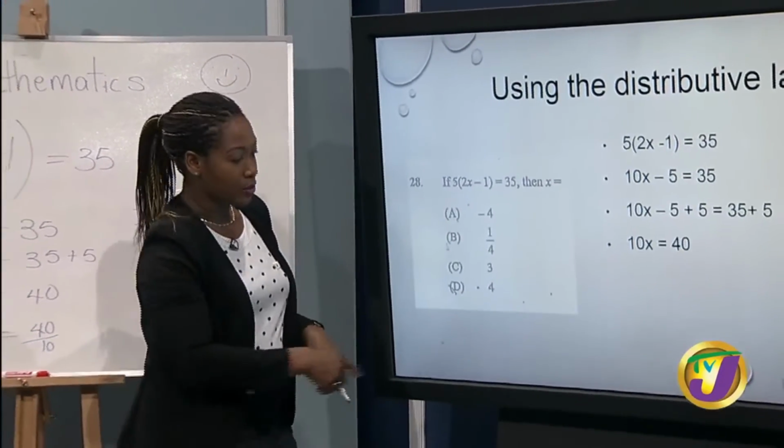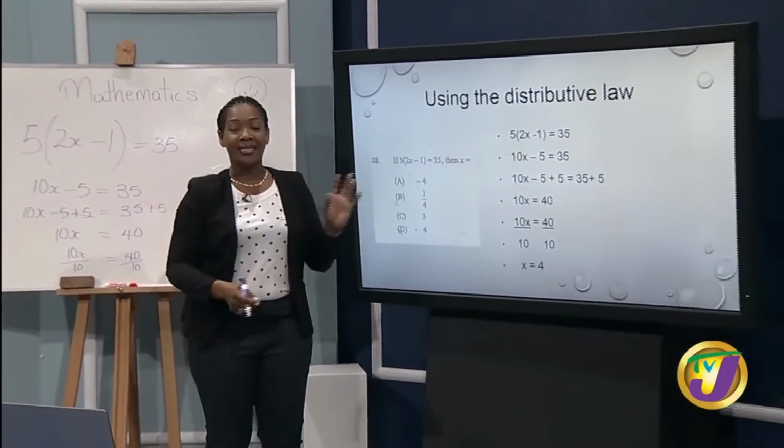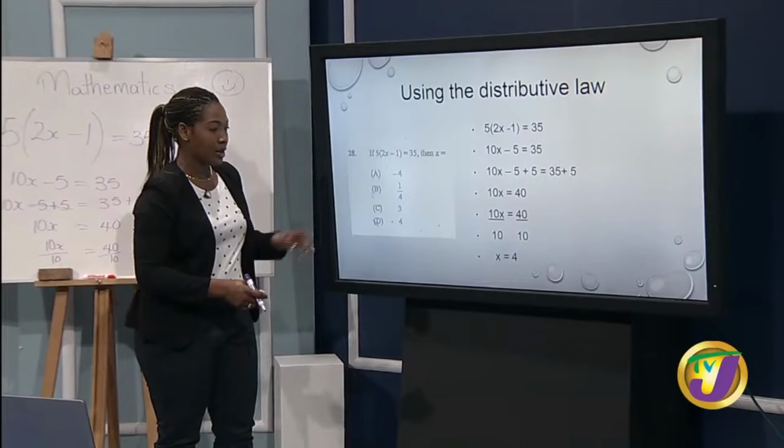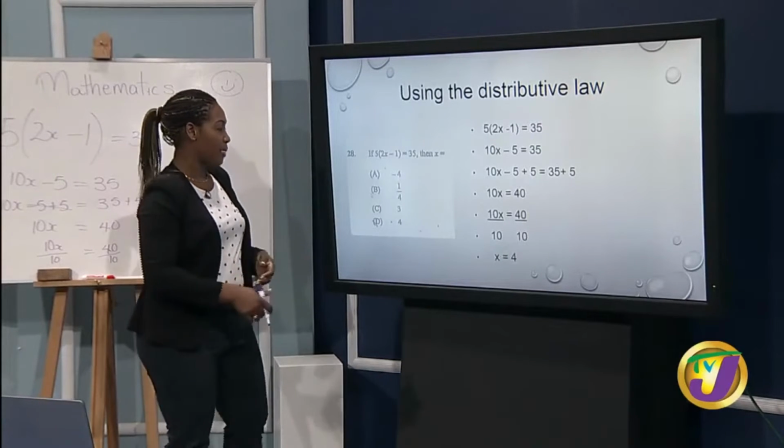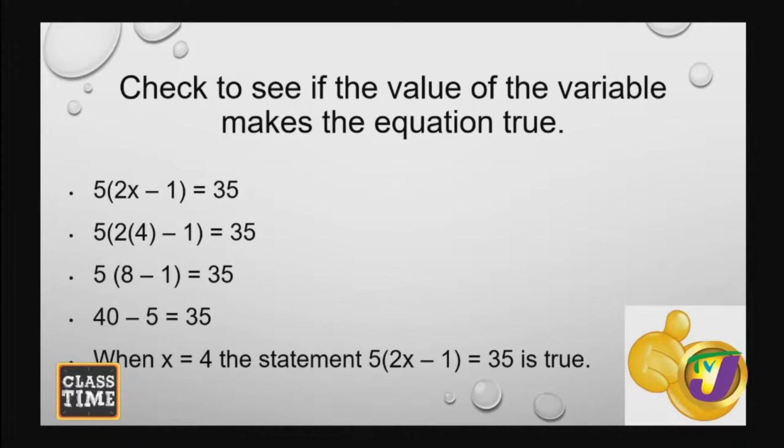It is just for you to see. So our value for x that satisfies this equation is 4. Let's sub it back in and see what happens. 2 times 4 is 8. 8 subtract 1 gives us what? 7. 7 times 5 is 35. Great. And there you go.